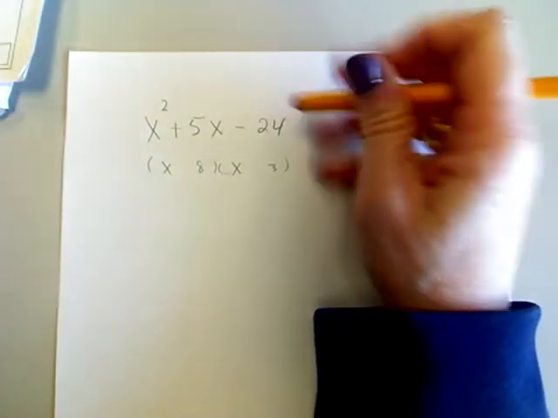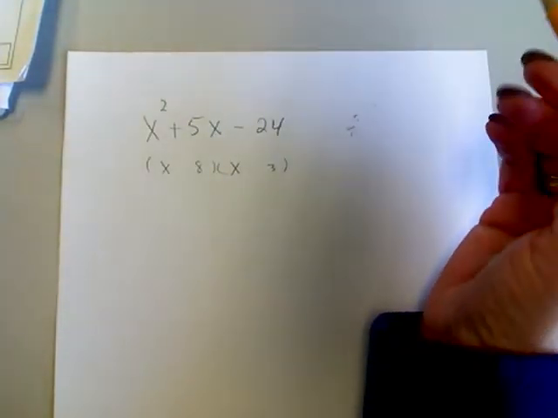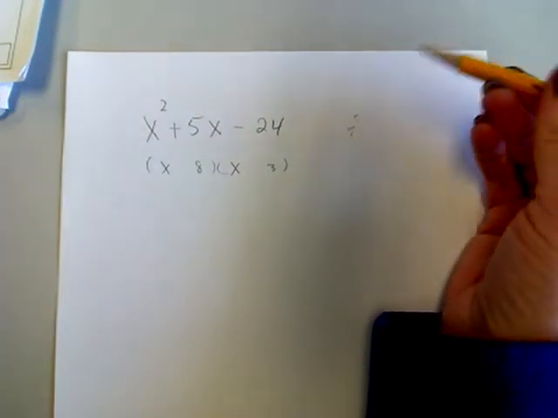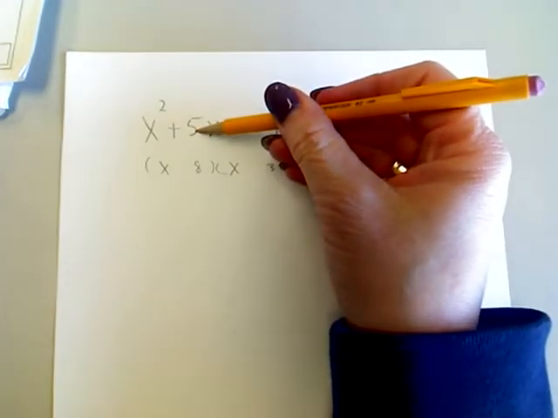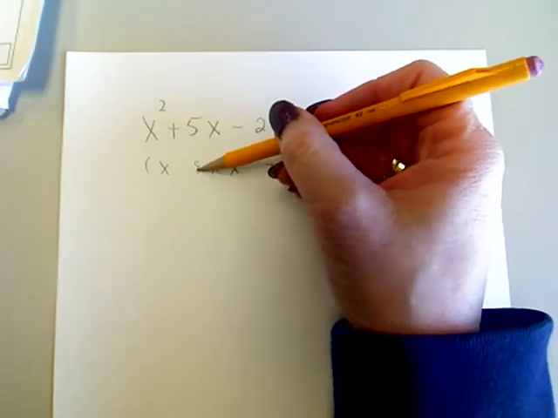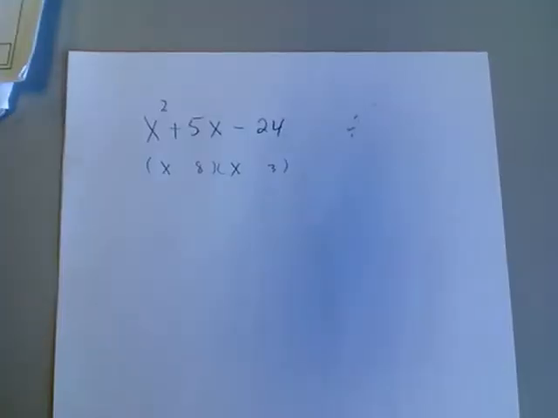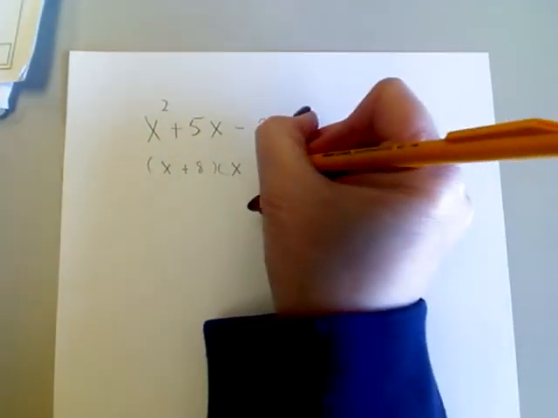You know based on my previous note that you're going to have a positive and a negative. To determine where those go, look at the middle number. The middle number is positive. That means your bigger factor has to be positive. So it's going to be plus 8 minus 3.